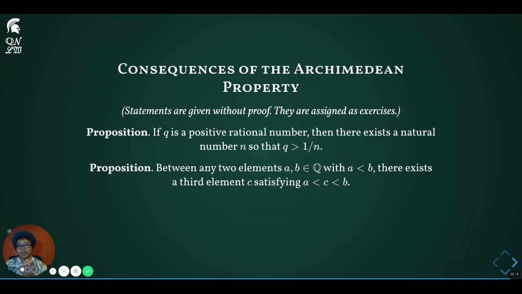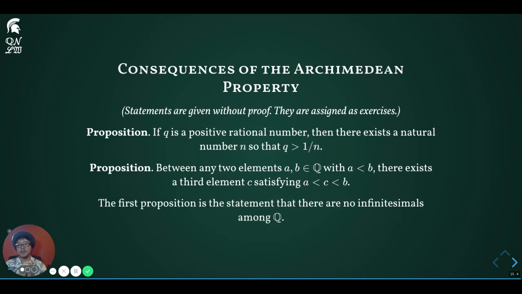We conclude this lecture by showing you some consequences of the Archimedean property. I state these statements without proof. They are assigned as homework exercises. To prove them, you should aim to somehow transform each of the statements using arithmetic into exactly the same form as the Archimedean property. The first statement reads, if Q is a positive rational number, then there is a natural number n such that Q is strictly bigger than 1 over n. The second statement reads, between any two distinct rational numbers, you can always find a third rational number different from either.